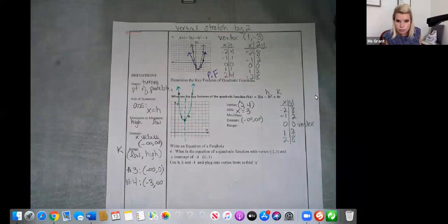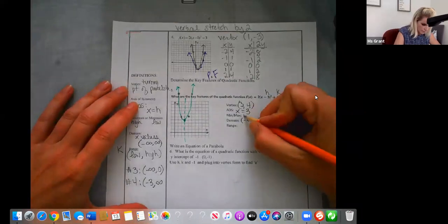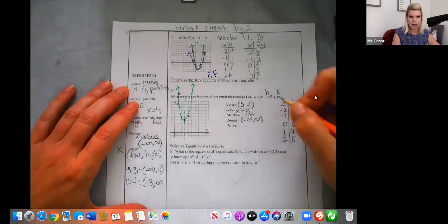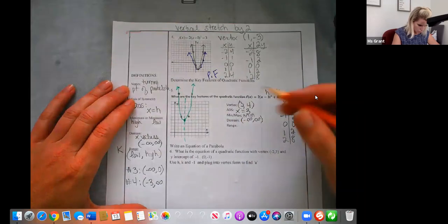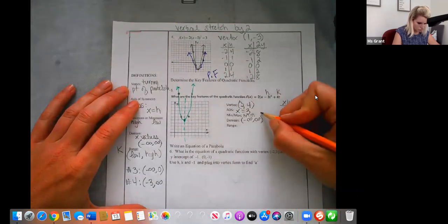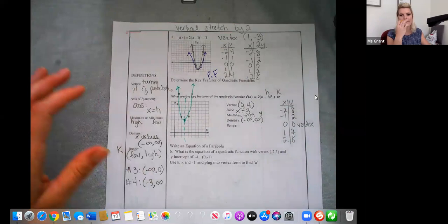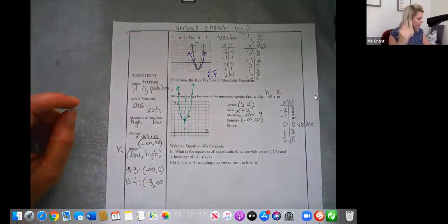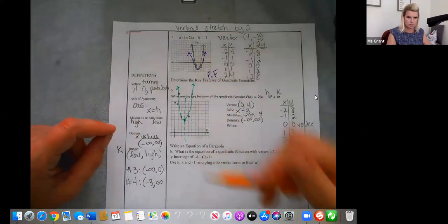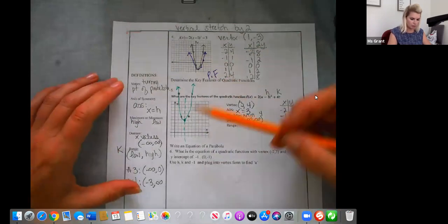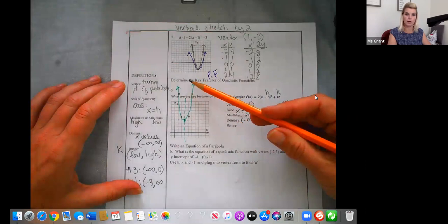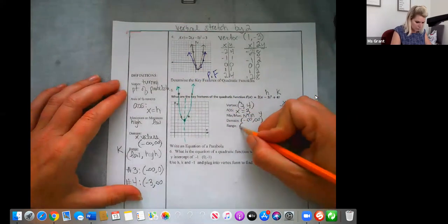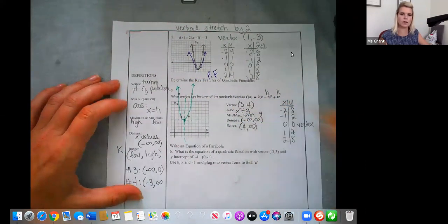So it has a low point. It has a minimum. Min, I'll just put min. And my minimum is 4. Okay. My range. Start low, go to high. 4 to infinity, right? Good.